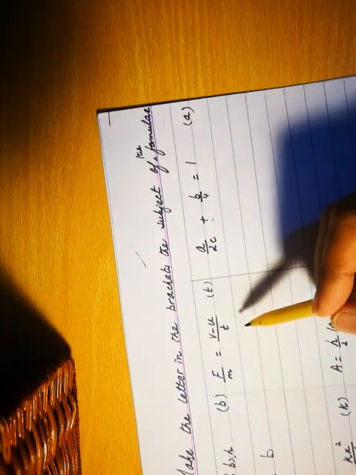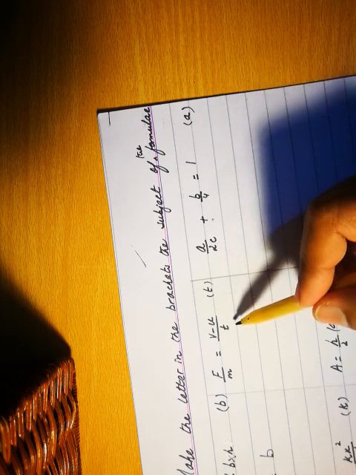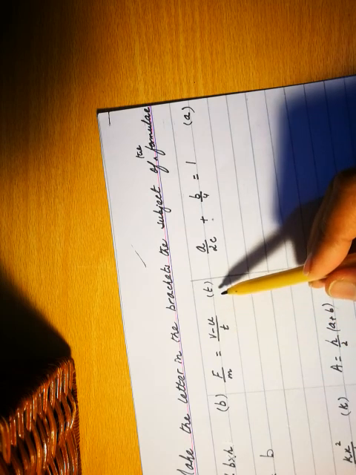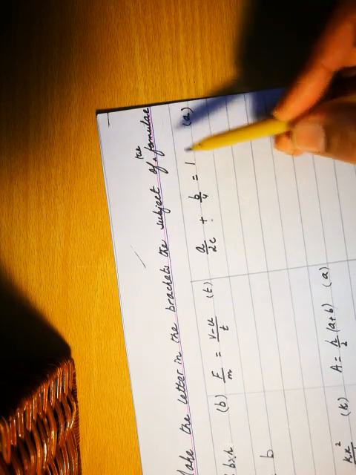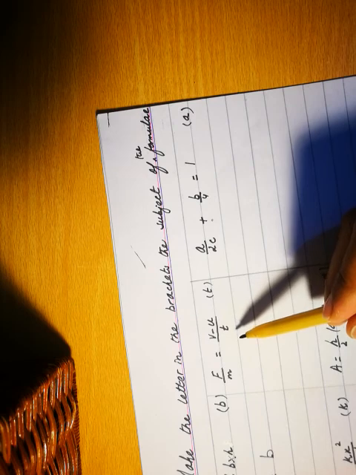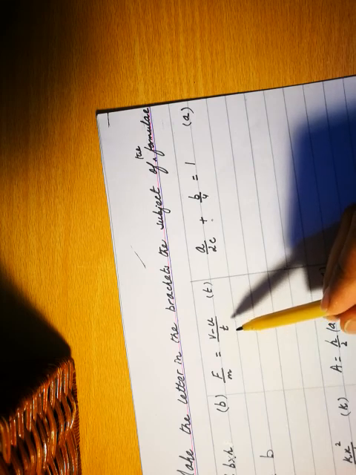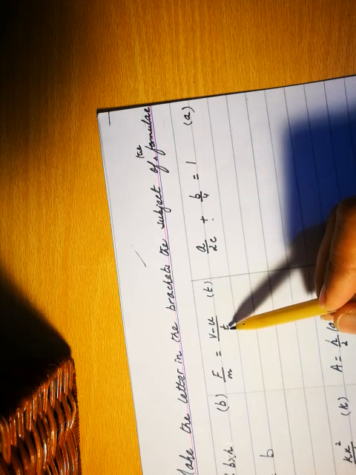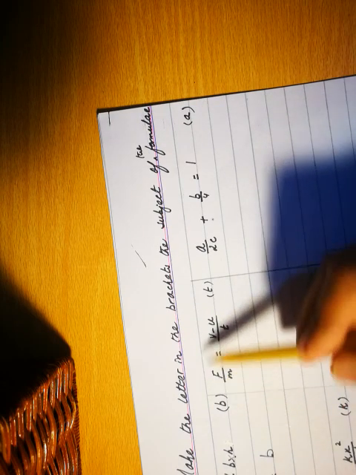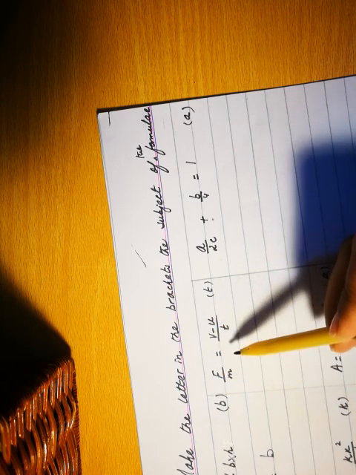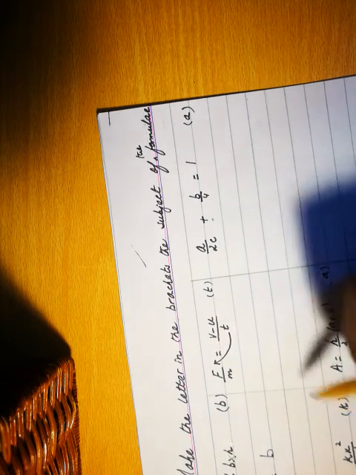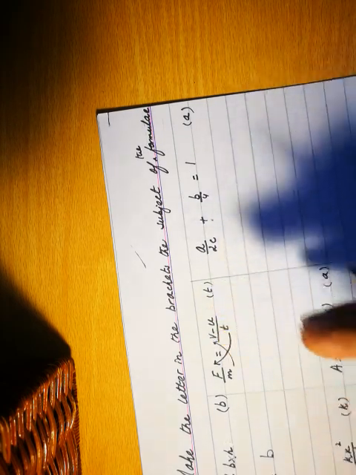Now another question, F over m is equal to v minus u over t, and t is in the denominator. First of all, if I am having the letter which I want to make the subject of the formula in a denominator, my first priority is to shift it to the numerator. So here I can see F over m, I can see v minus u over t. These are the most simplified fractions on both sides. So what I'm going to do, I'm going to shift t to the other side and obviously m to this side to make the situation clear.